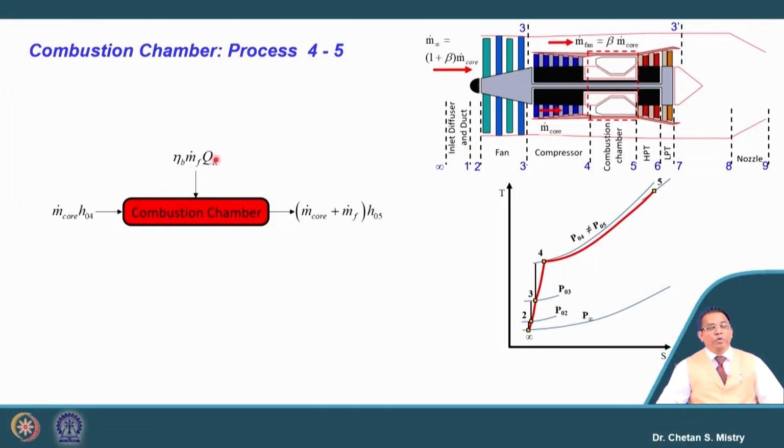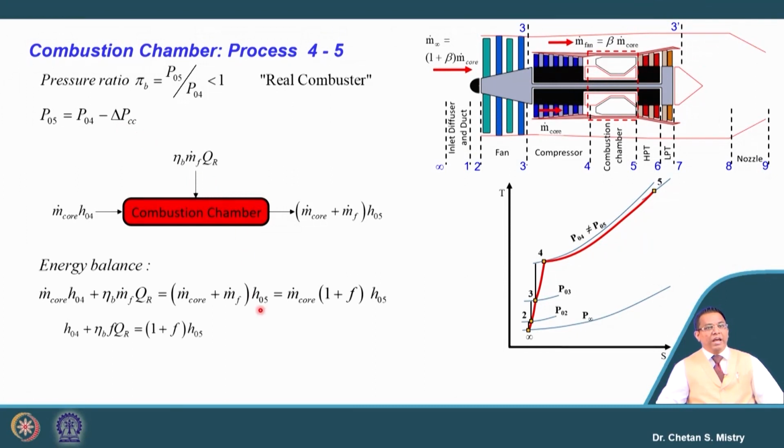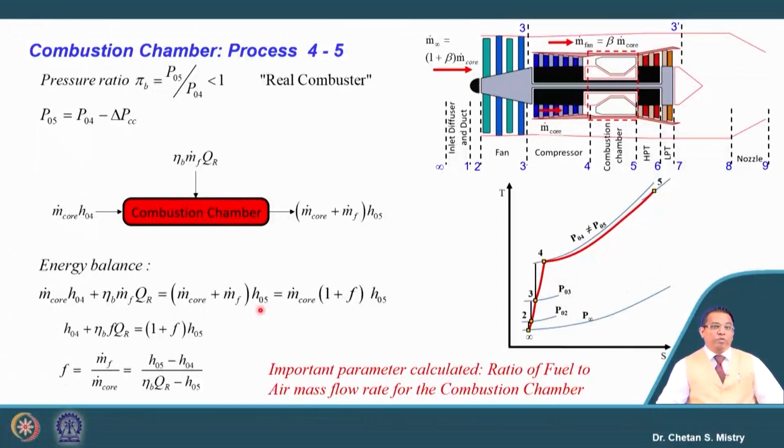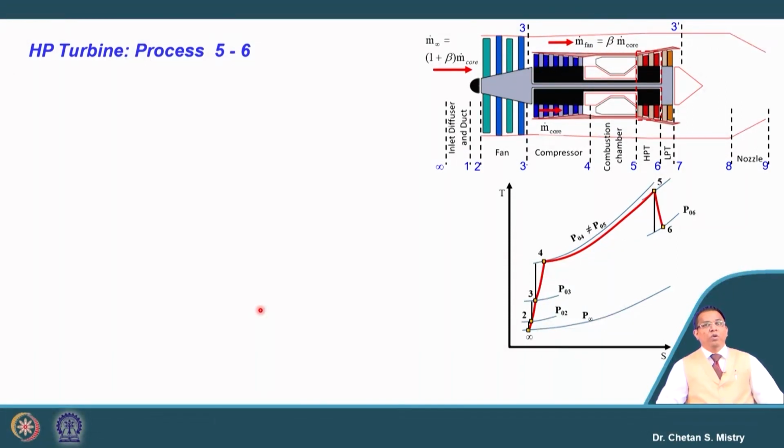This is the amount of fuel we are inputting, it is mf into Cv based on my combustion chamber efficiency, and this will be the exit from the combustion chamber, or that is what will be going to my turbine. We know in the combustion chamber we will have a drop of pressure, and that is what we are correlating in terms of pressure drop in the combustion chamber. So, let us put the energy balance. When we are putting our energy balance, we are able to calculate what will be the fuel air ratio for this engine. Okay. Now, the next component we have is our HP turbine.